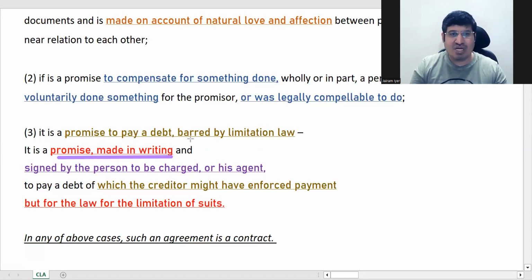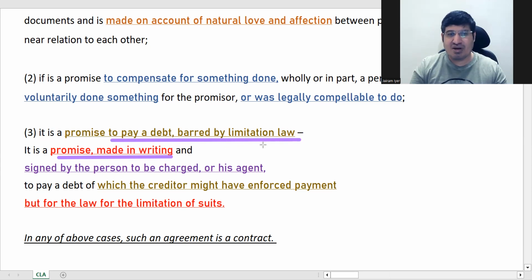Okay, so normally, if it's a promise to pay a debt barred by limitation law, then the other person will not be able to sue him beyond the limitation period. Right? But here, this is an exception to this point. So here he will be able to challenge beyond the limitation period also. This is basically for commercial contracts.